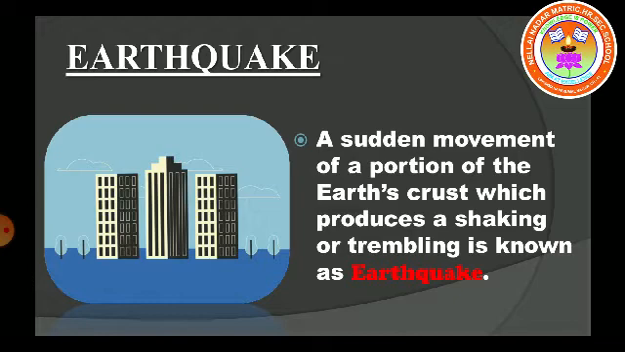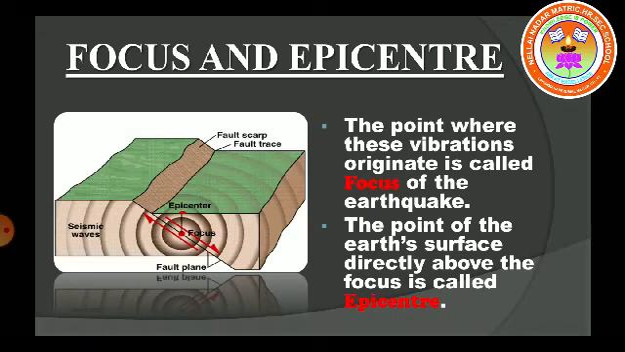What do you mean by earthquake? A sudden movement of a portion of the earth's crust which produces shaking or trembling, meaning vibrating, is known as an earthquake. Earthquakes may cause widespread damage to life and property. The point where these vibrations originate is called the focus of the earthquake. The earthquake's starting point is called the focus. This picture clearly shows the focus point.